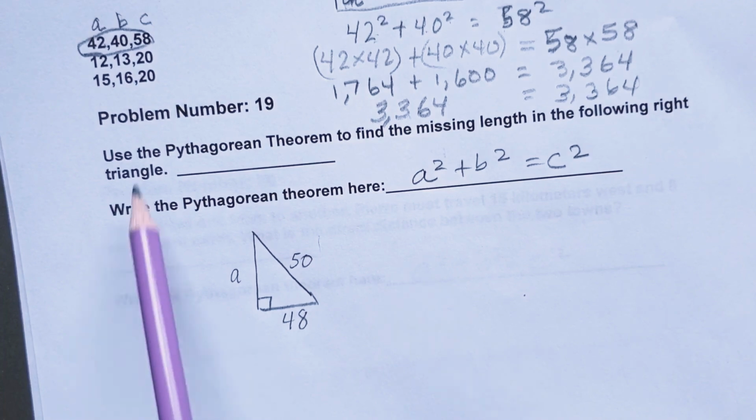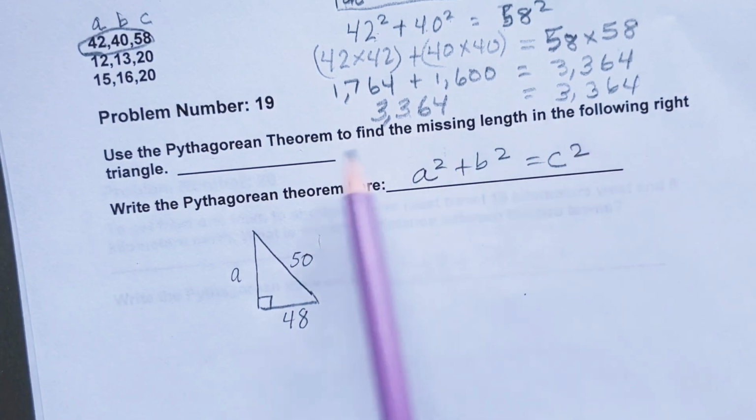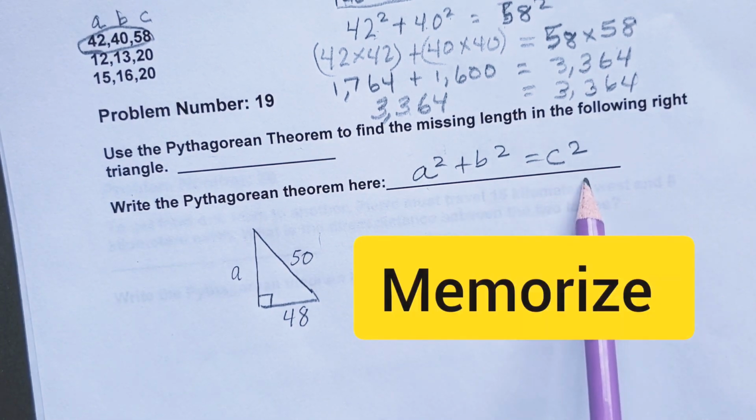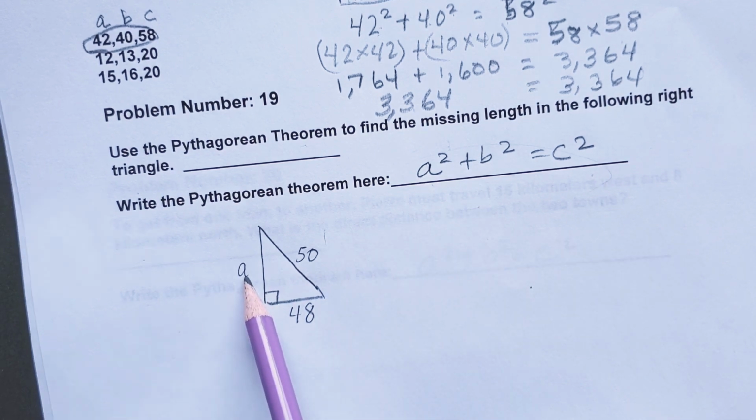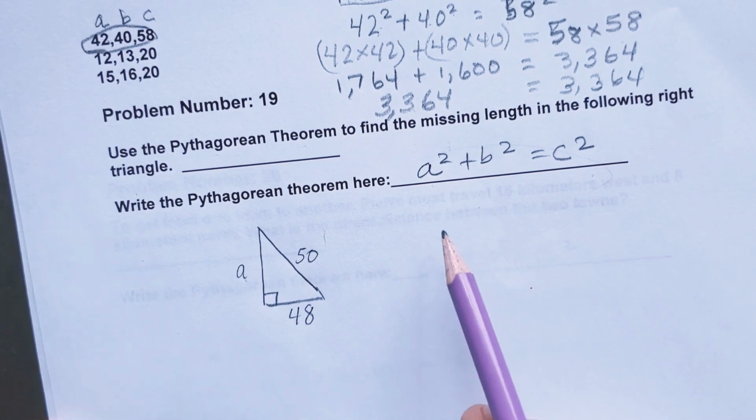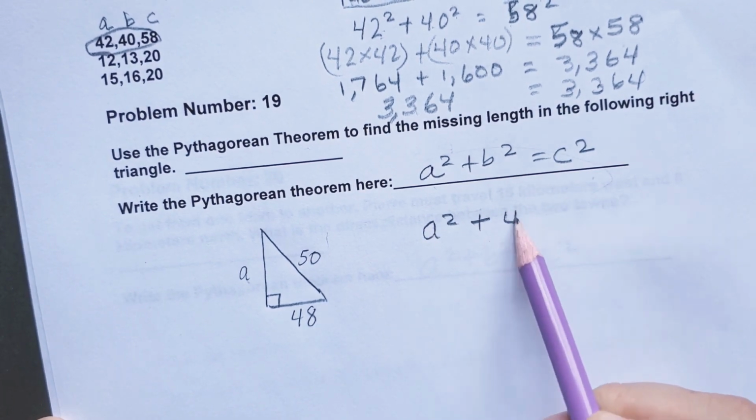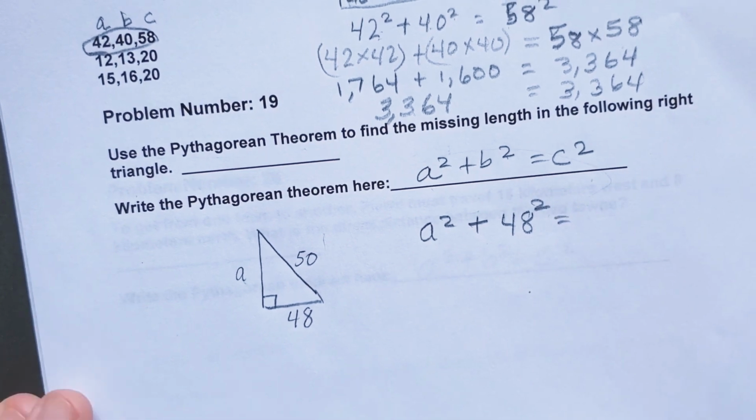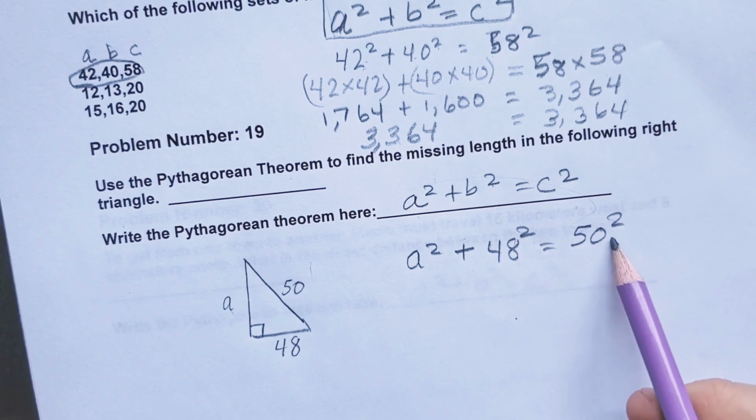Problem number 19. Use the Pythagorean theorem to find the missing length in the following right triangle. Remember what the Pythagorean theorem looks like, what it is. This needs to be memorized for the test. We are missing A, so we're going to write the formula out without a number in A's place. But B is 48. We'll have to square it because that's what the formula says. And C is 50, and we'll have to square that. Okay?